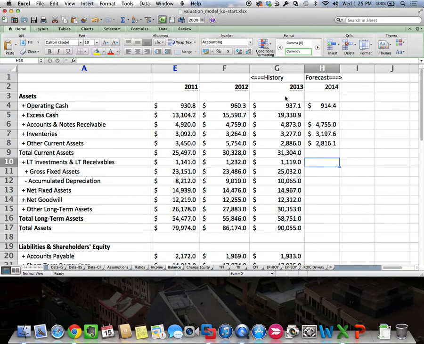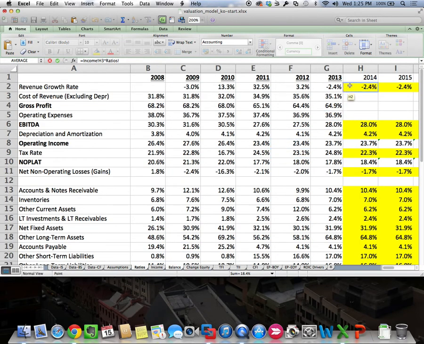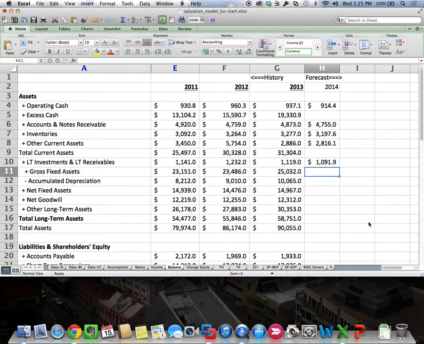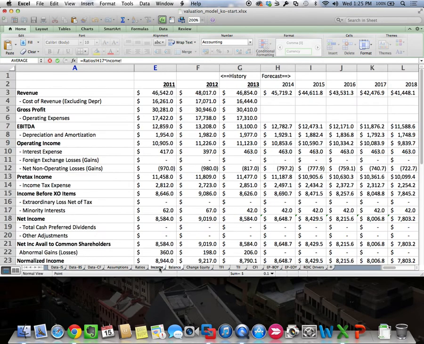Long-term investments equals income 2014 revenue times ratios 2014 long-term investments. The next one is net fixed assets equals, from the ratios tab, the net fixed assets as a percentage of revenue times income 2014 revenue.